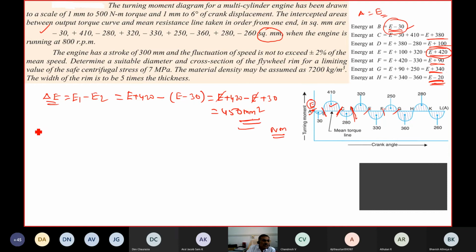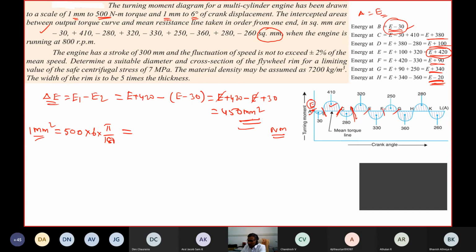From this you find 1 millimeter square is equal to how much? So you multiply x-axis scale and y-axis scale. What is x-axis scale? 1 millimeter is equal to 500. What is y-axis scale? 1 millimeter is equal to 6 degree. 6 degree means you have to convert it to radians, pi by 180. So this will give 1 millimeter square.